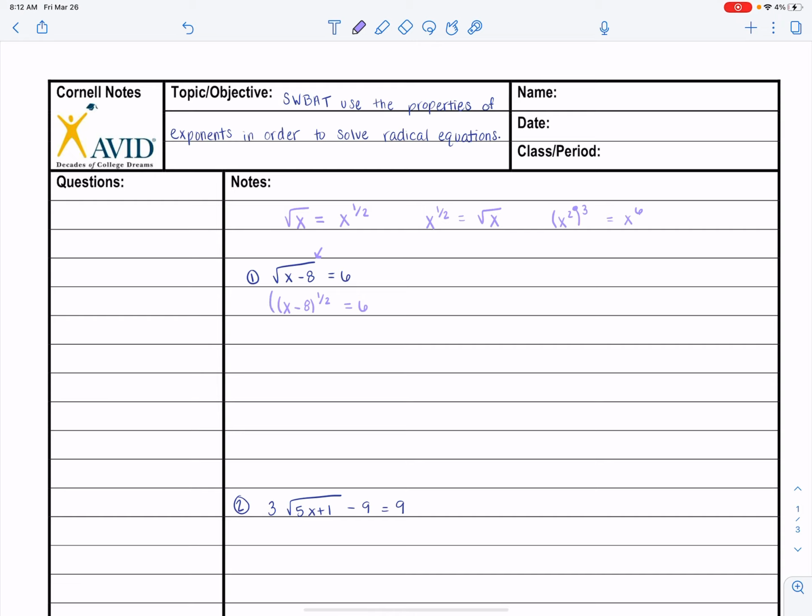If I square the whole thing, then I square this side too. I'm going to do that because 1/2 times 2 is 1 whole. So I really have x minus 8 to the 1st power equals 36. Now I don't have a radical or a square root, or an exponent that's a fraction. So now I can just solve for x. x minus 8 to the 1 power is just x minus 8 equals 36. So add 8, and x equals 44.